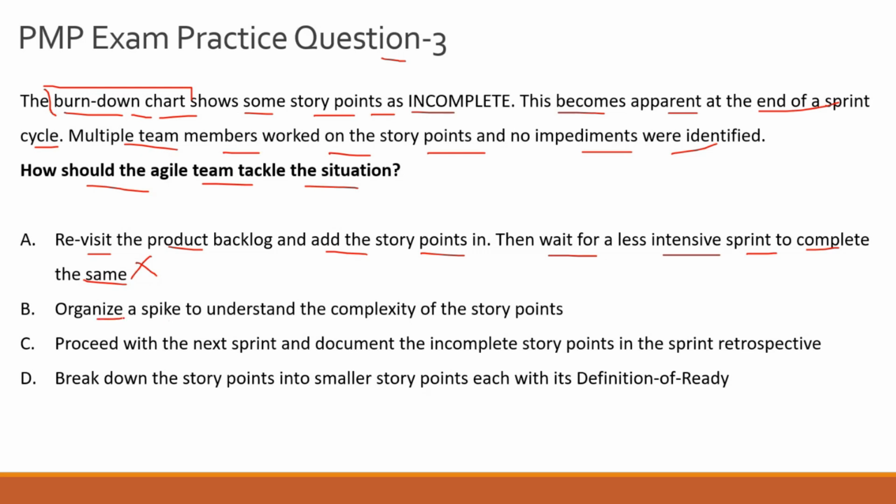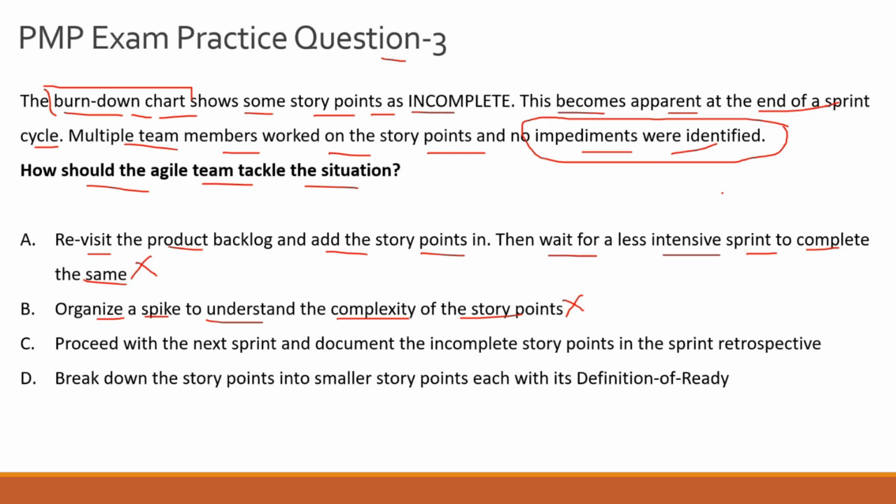Let's look at option B. Organize a spike to understand the complexity of the story points. Again, this is incorrect, right? Because if the story points were complex, there would have been impediments or blockers that would have been called out in your stand-ups or in your daily sprint review meetings, right?